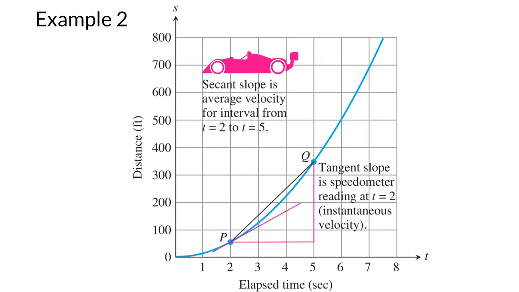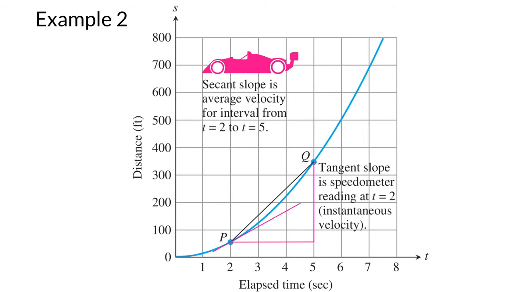We can use this graph to help us find a whole bunch of things. So if we want to know what the average velocity for the 3-second interval from time t equal to 2 to time t equal to 5 seconds, so here is where our time is 2, here is where our time is 5, we're actually finding the slope of a secant line. So we can find the slope of the secant line, that's our average velocity for the interval t equals 2 to t equals 5. In this case, that average velocity on this interval is about 100 feet per second or 68 miles per hour.